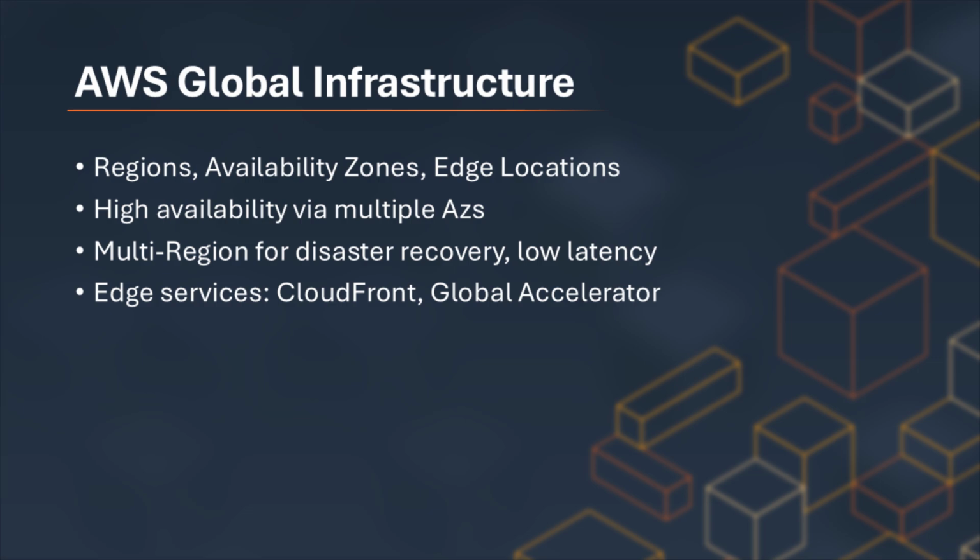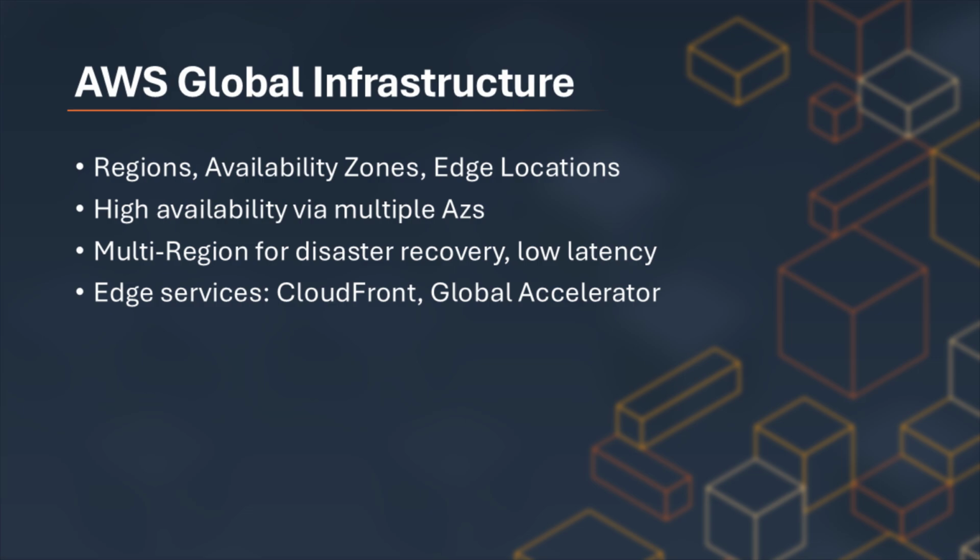AWS operates in regions, like US East or Asia Pacific, each with multiple availability zones, AZs. AZs are isolated data centers with separate power and networking, preventing single points of failure. For example, if an AZ in US West fails, your app in another AZ stays online. Using multiple AZs ensures high availability, a key exam concept. Multiple regions support disaster recovery, business continuity, or low latency.